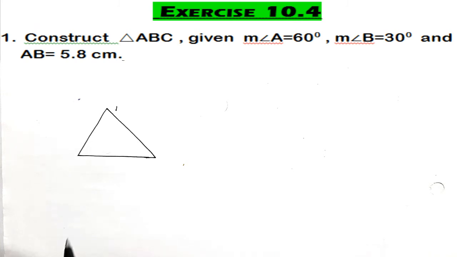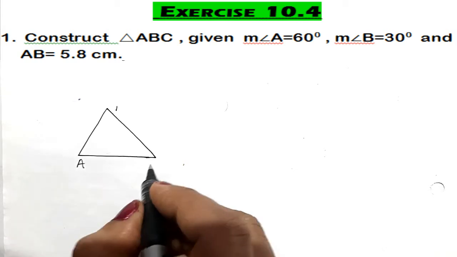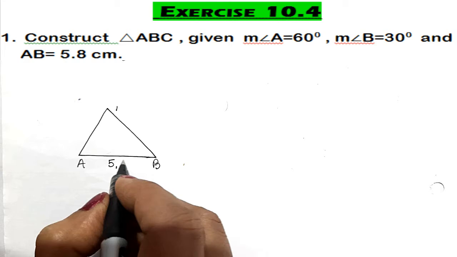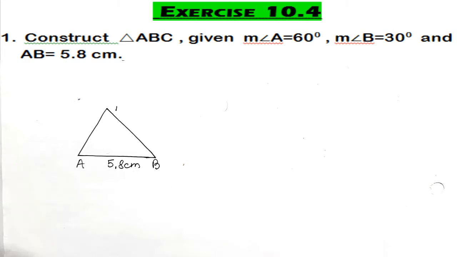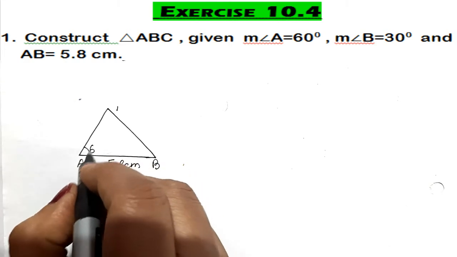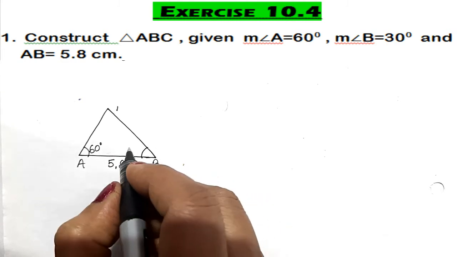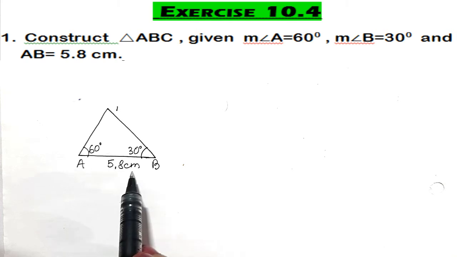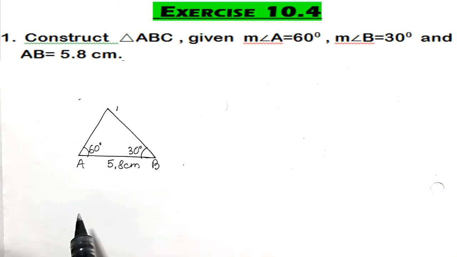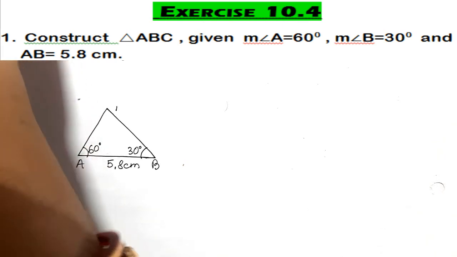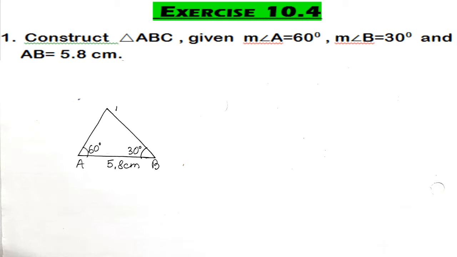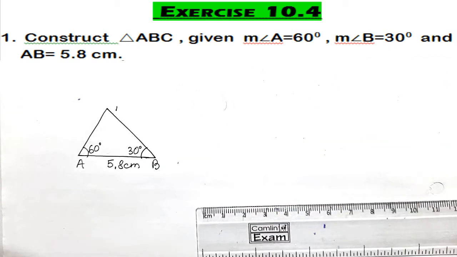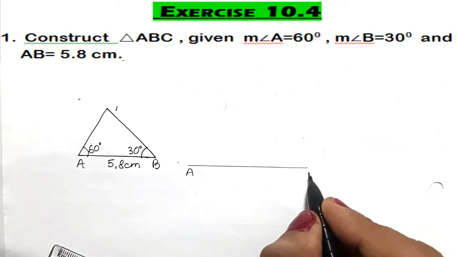Question number 1. Triangle ABC where side AB is given. So AB is 5.8 centimeter. Angle A is given as 60 degree. Angle B is given as 30 degree. So these are two angles and the included sides are given. And on this basis we have to construct the actual triangle. So the first step will be to have a base of 5.8 centimeter. This is my AB.